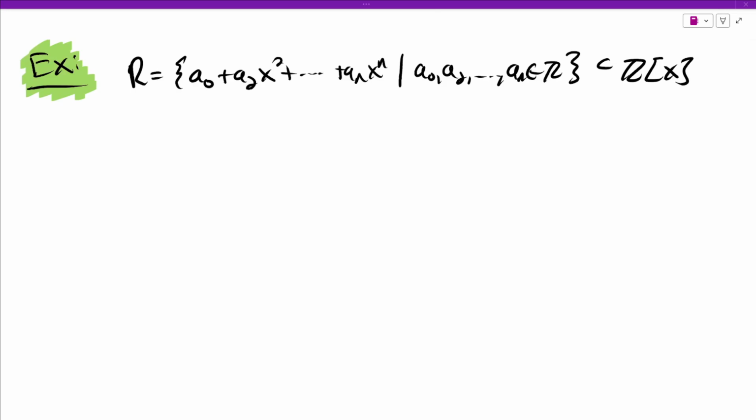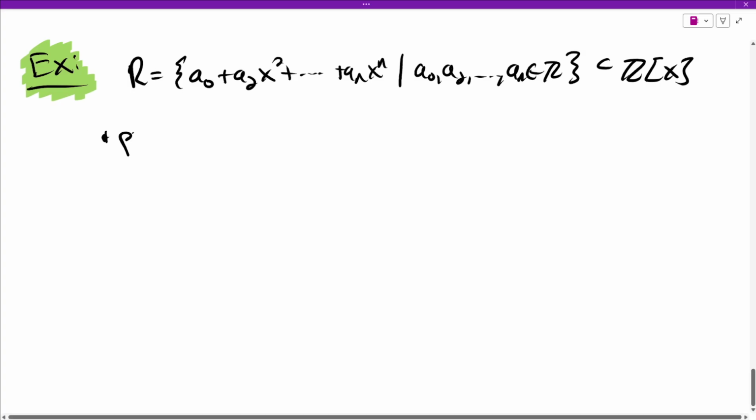Okay, so in this example, we are going to show that there exist domains where irreducible elements are not necessarily prime. And so here is a subset of the ring of polynomials with integer coefficients. These are polynomials without a linear term.